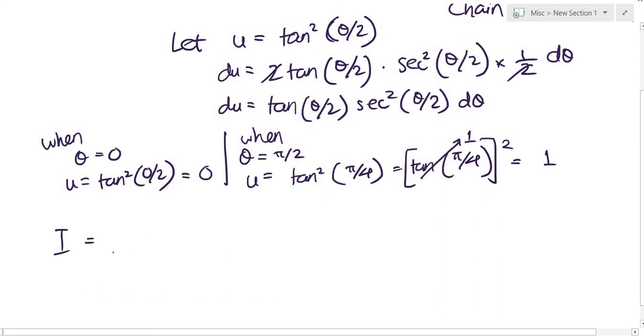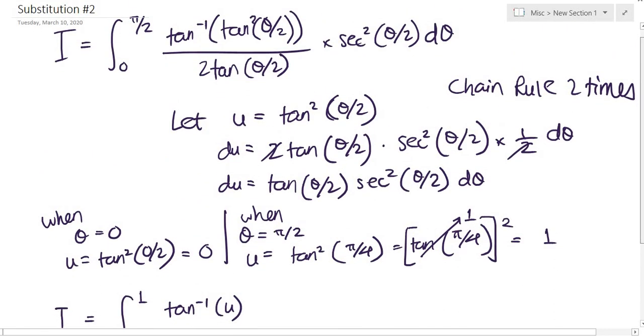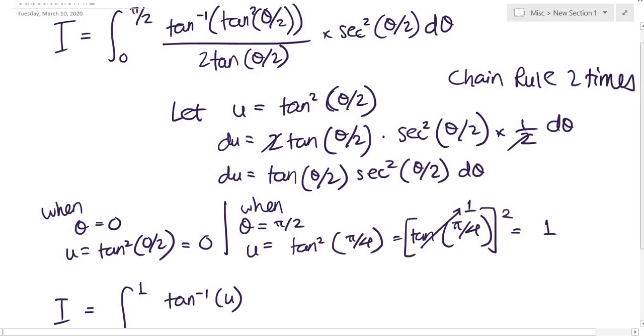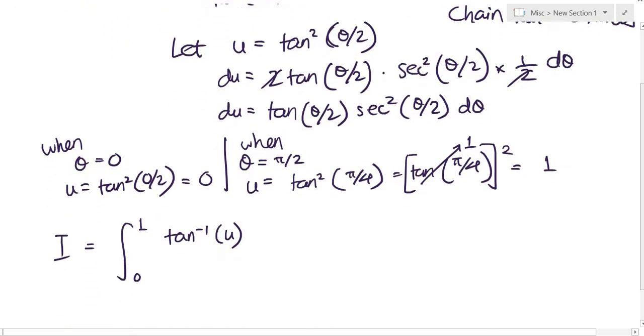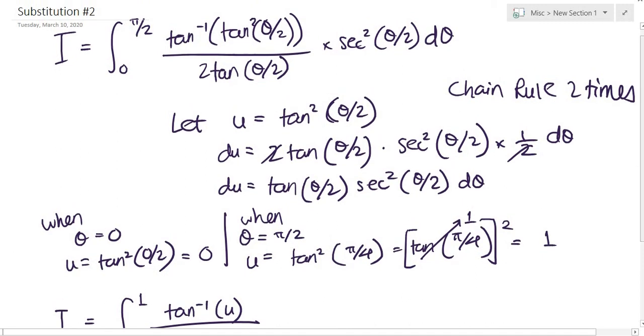So basically I can be rewritten as the integral from 0 to 1 now, we just did that here, of the inverse tangent of u, because we had a tan squared theta by 2, so we call that u, and then let's just write the denominator as it is in the theta world. So 2 times tan of theta by 2, and then we also have the equivalent of the d theta, right?